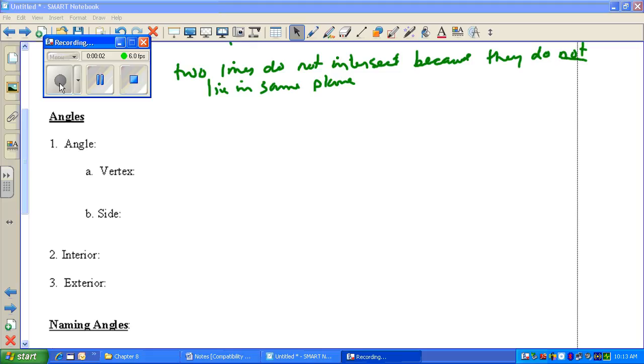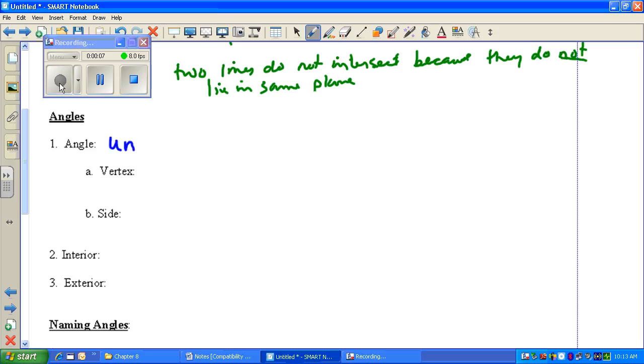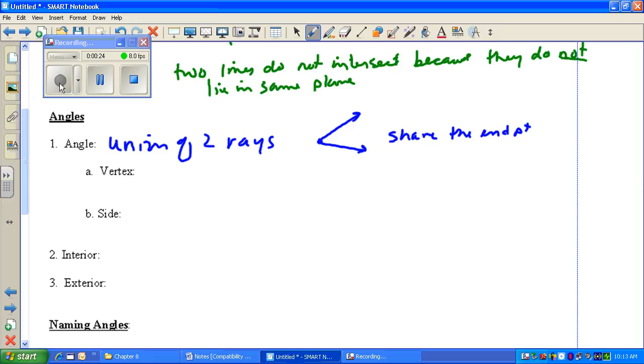The third lecture on 8.1 addresses the concept of an angle, and an angle is a union of two rays. So if you think about our rays, we had an endpoint. There's one ray, and they're going to share the same endpoint. The vertex is this common endpoint. So that's what we'll call the vertex, is the common endpoint. And obviously that's right there.